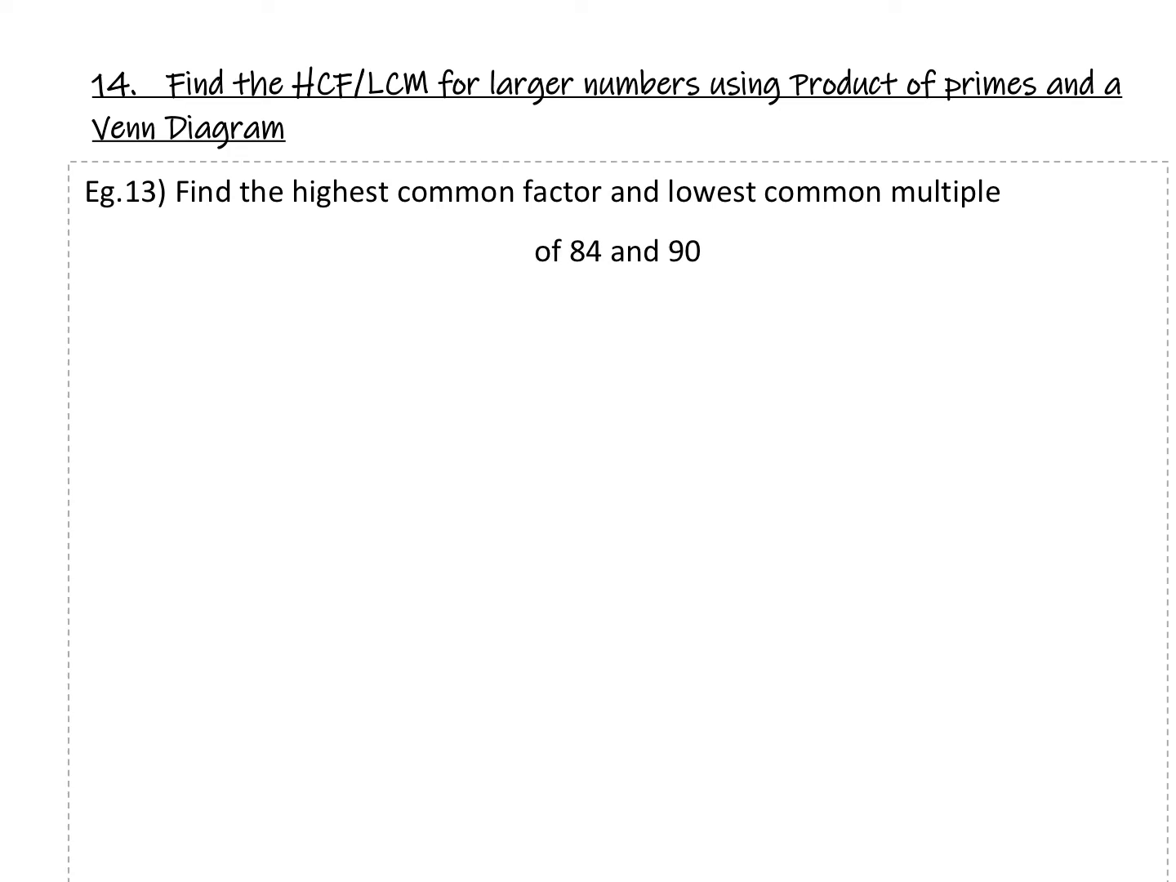Finding the highest common factor and lowest common multiple for larger numbers using product of primes and a Venn diagram. So with smaller numbers you can just use lists, but for this question, because the numbers involved are 84 and 90, with larger numbers you should be trying to use product of primes, so prime factorization, and then a Venn diagram. Pause the video and give that a go.